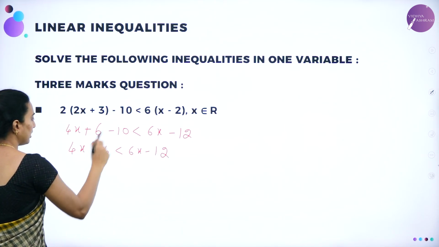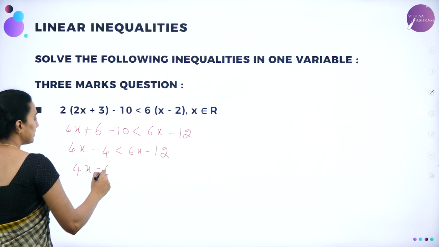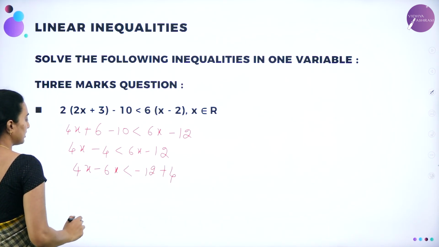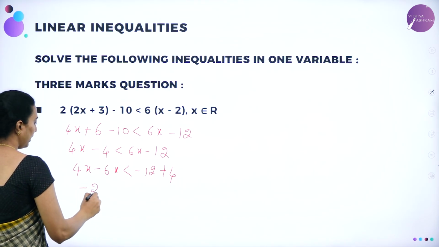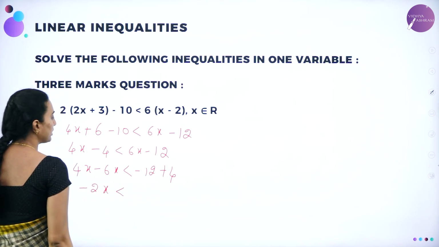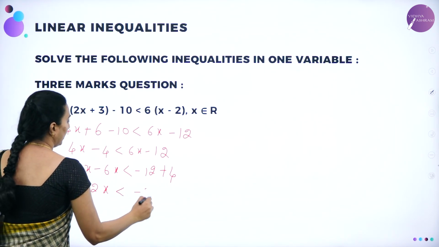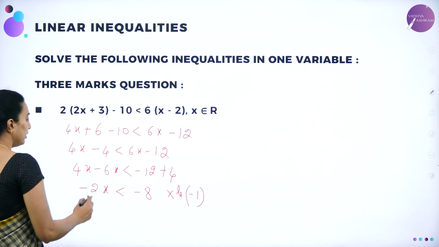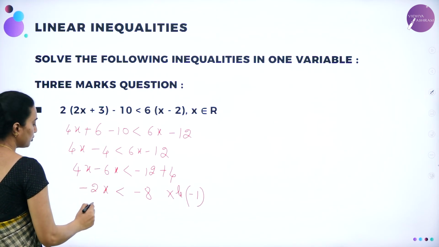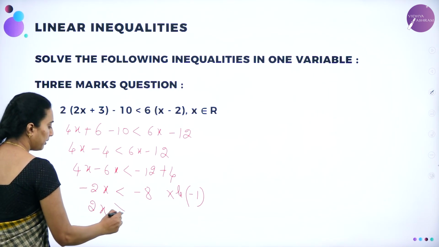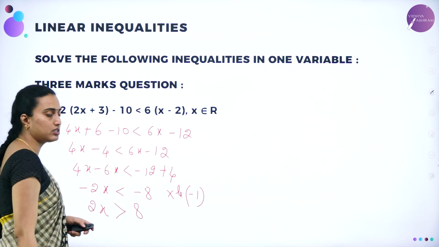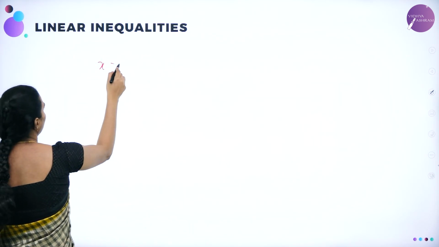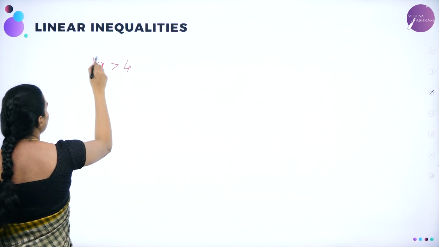Now bringing 6x to this side, minus 4 to that side. 4x minus 6x is lesser than minus 12 plus 4. Now here 4x minus 6x is nothing but minus 2x is lesser than minus 12 plus 4, which is nothing but minus 8. Now multiplying throughout by negative. If you multiply throughout by negative, you are going to change the inequality. So minus 2x is plus 2x, lesser than will become greater than, minus 8 will become plus 8. Now divide throughout by 2. If you divide throughout by 2, you get x is greater than 8 by 2, which is nothing but 4. Now this is the answer.